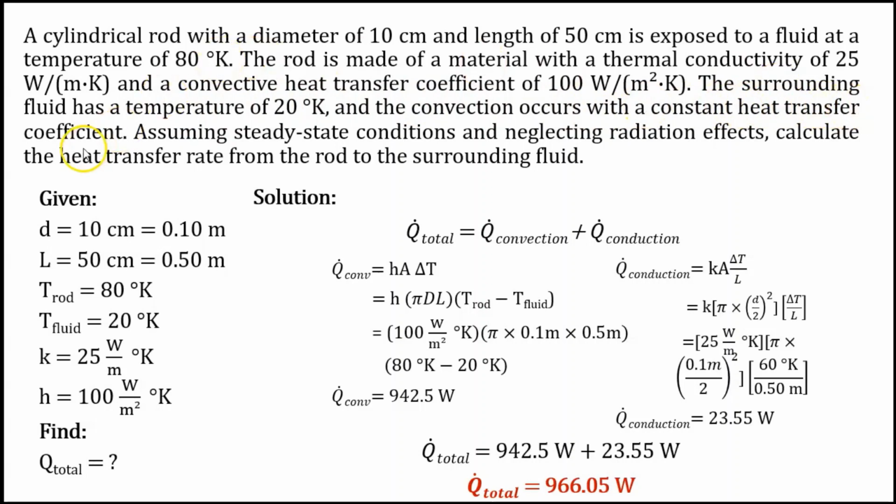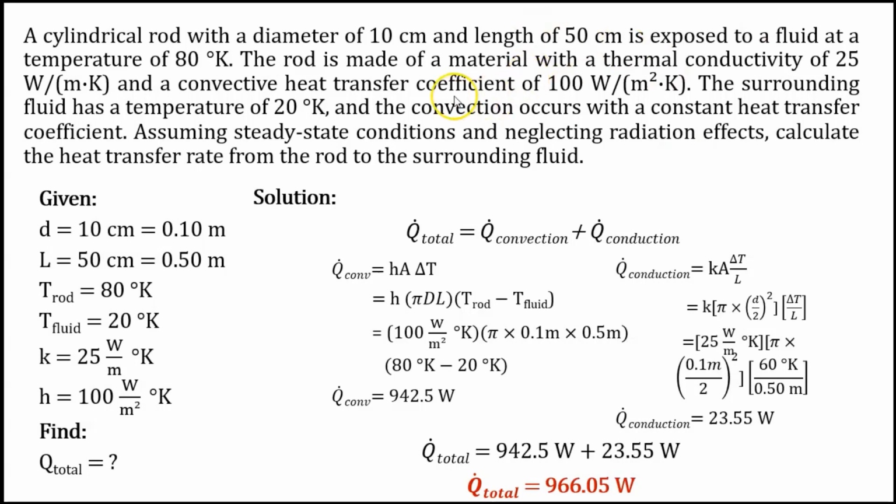The surrounding fluid has a temperature of 20 degrees Kelvin, and the convection occurs with a constant heat transfer coefficient. Assuming steady state conditions and neglecting radiation effects, calculate the heat transfer rate from the rod to the surrounding. So before we proceed in solving the problem, we will first identify our givens.